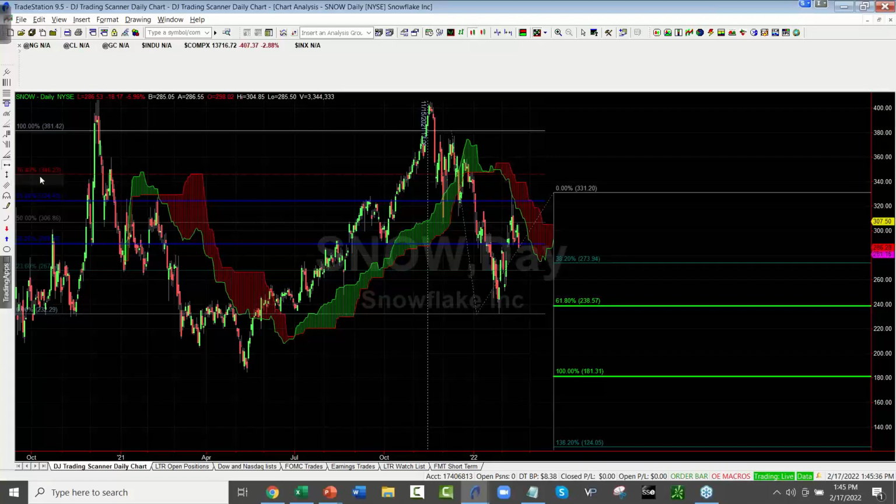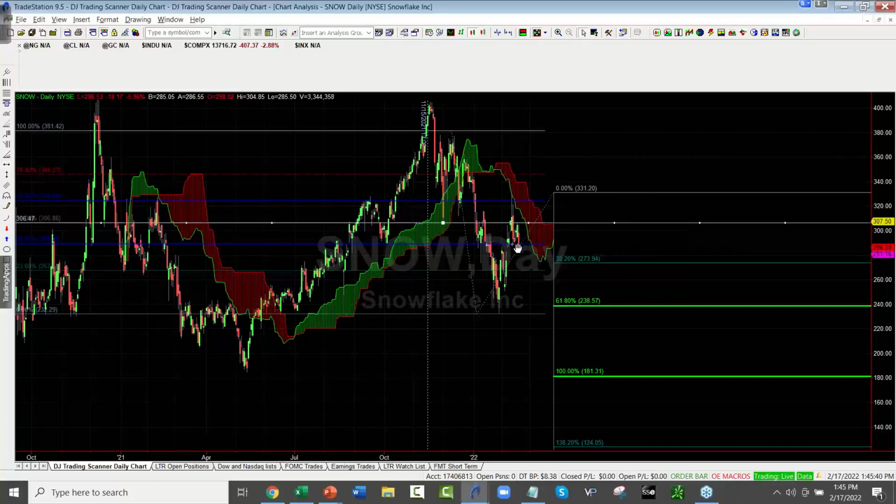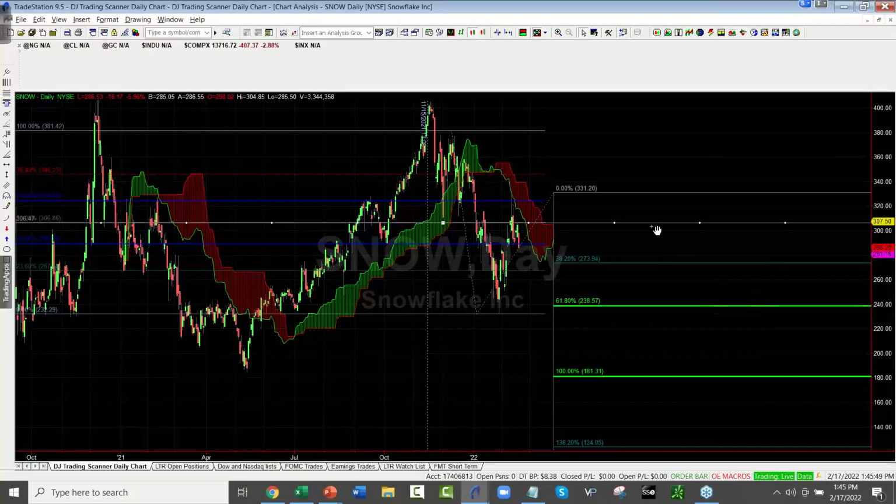So this is what I do when I'm going to go short: where would I put my stop, right? Well, that looks like a good place, right? It went up and reversed. So that's a good place for my stop. Let's make that red, because if we hit it, we're going to lose.